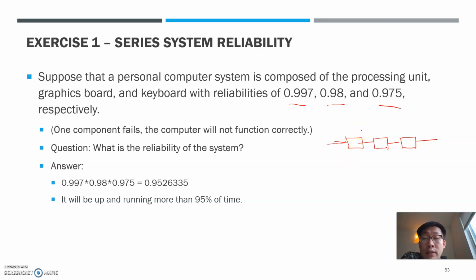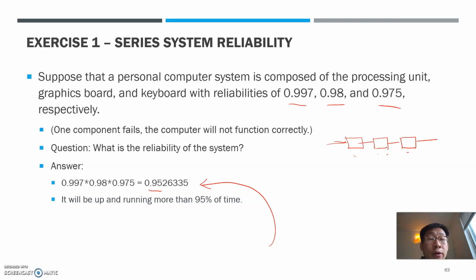What is the reliability of the system? This is fairly easy. You multiply the reliabilities one by one. Okay, multiply the reliabilities one by one. So I think the result is 0.9526335.